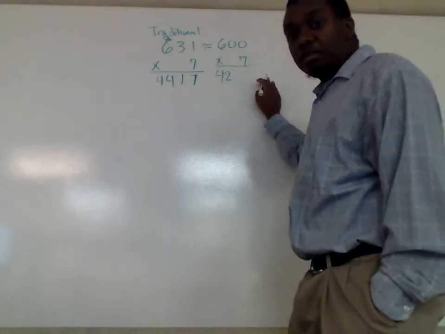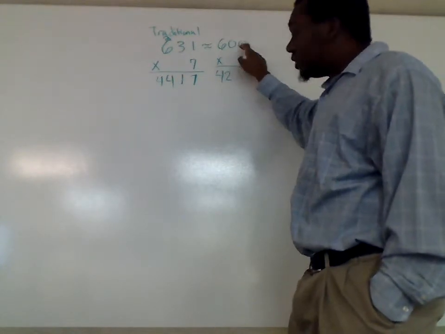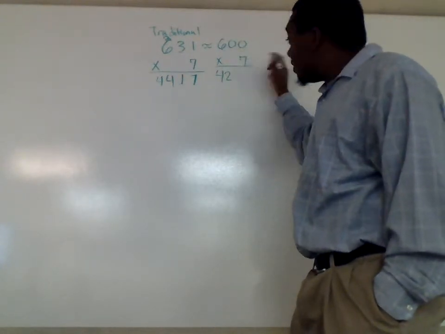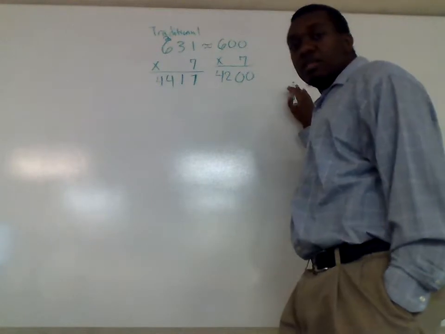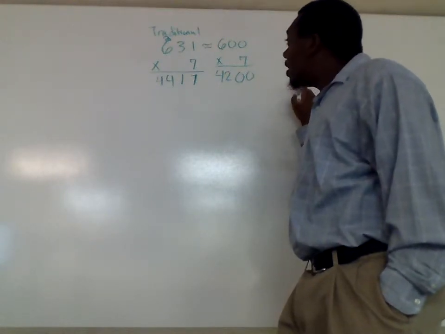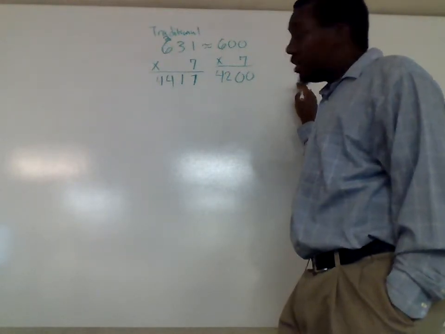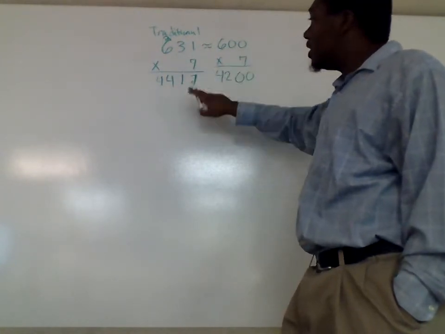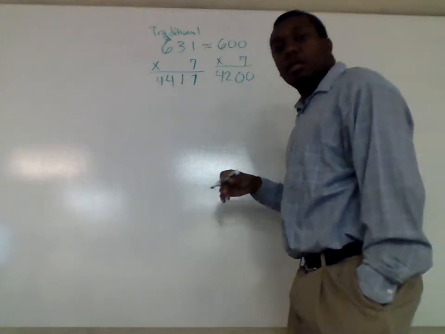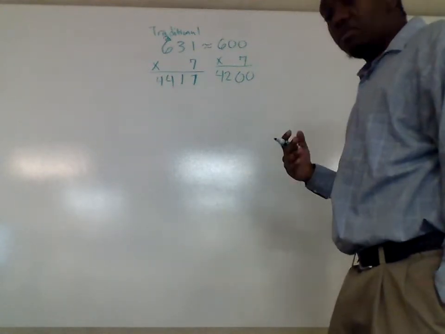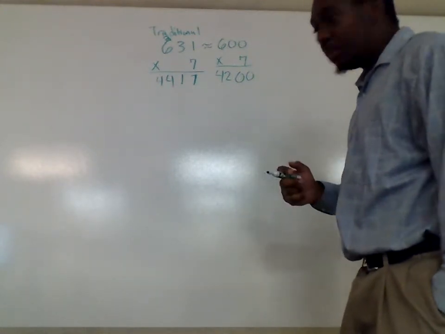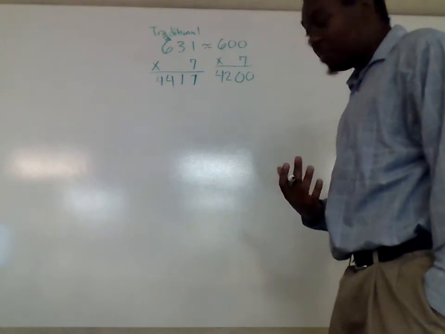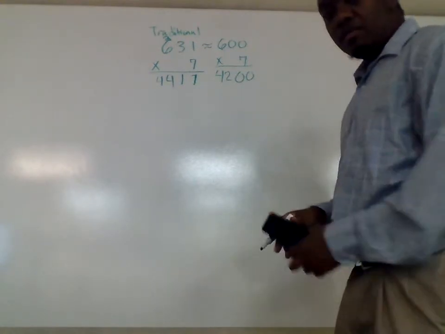And the cool thing about multiplying when you have zeros at the end of your numbers is you can just bring them down. And so we get somewhere close to 4,200. We know it's more than that because 631 is more than 600. So we did this problem most likely accurately, which we did. You can check with your calculator if you don't believe me. So that's the traditional way we learn how to multiply.